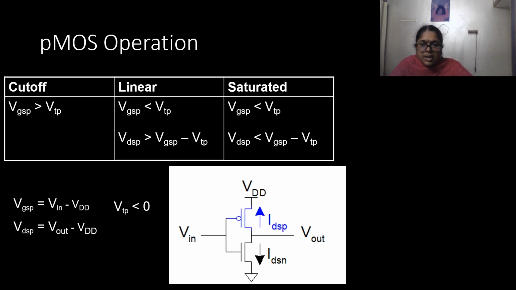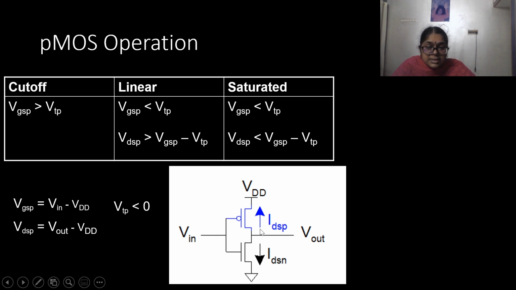Similarly, for the pMOS transistor, we know that the voltages are opposite to those of the nMOS transistor. So when VGS of the pMOS transistor is greater than VT, the transistor is in cutoff. But when VGS of the pMOS transistor is less than the threshold voltage, the transistor is on. When VDS is greater than VGS minus VT, it is in the linear region, and when VDS is less than VGS minus VT, it is in the saturation region.